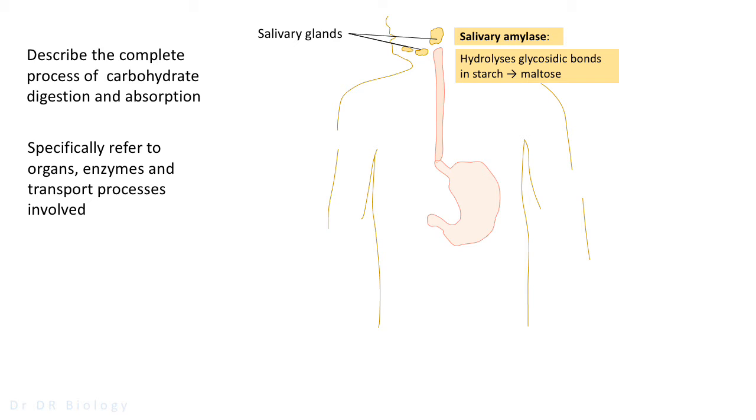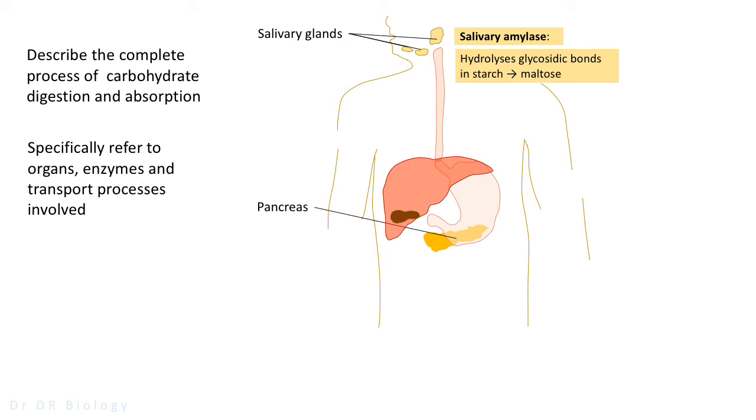Remember, at this point, salivary amylase will be denatured in the low pH of the stomach, which is pH 2 because of hydrochloric acid. That's not really necessary for you to write, but it's an important point to remember. Other organs, the liver and gallbladder, are not part of the process of digesting carbohydrates.